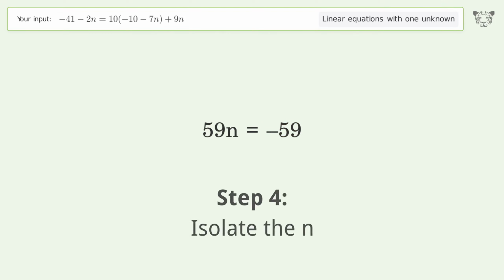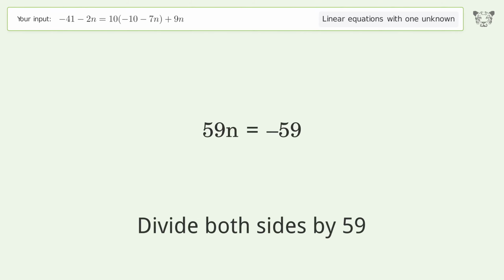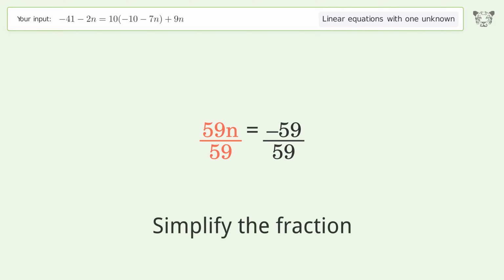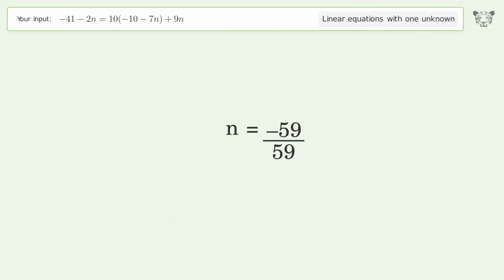Isolate the n. Divide both sides by 59. Simplify the fraction. And so the final result is n equals -1.